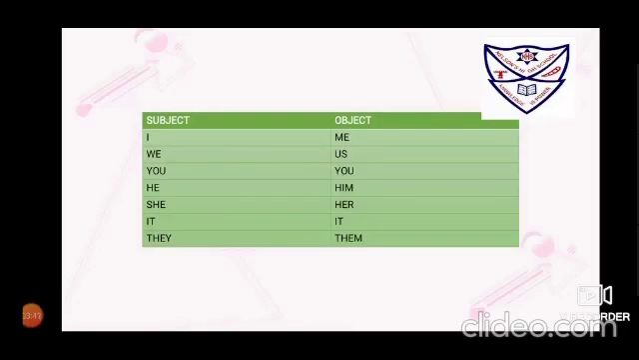It again remains it. They changes to them. They are watching the movie. The movie is being watched by them.